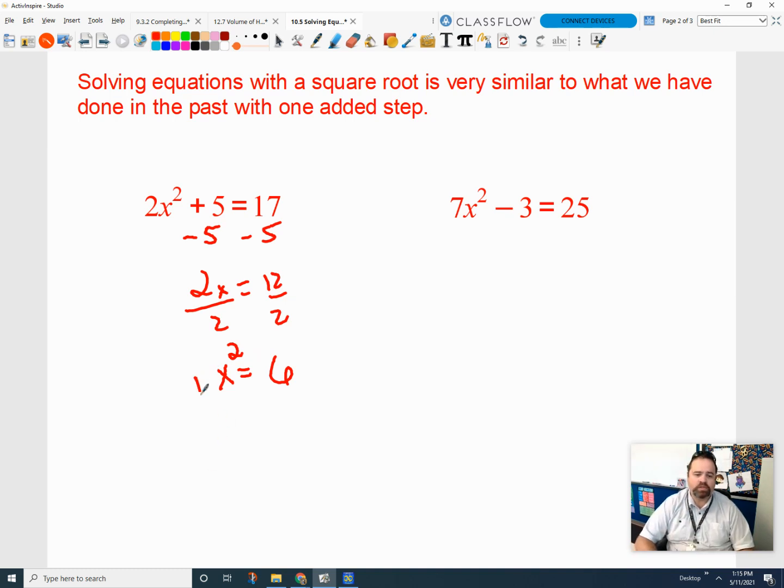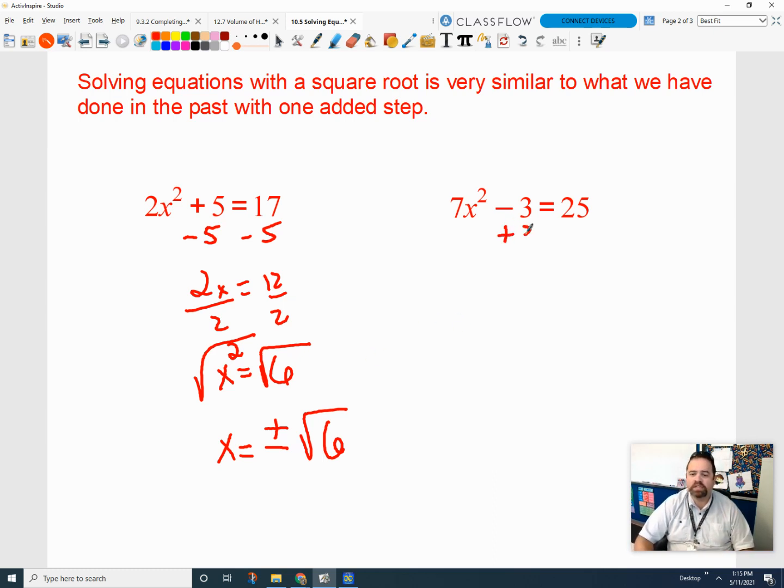Well, I'm going to take the square root of both sides of this. When I square root a square, that just spits out the x. And your answer, don't forget, every square root has two values, positive and negative. It's just x is positive, negative root 6. You're going to get two answers to each of these.